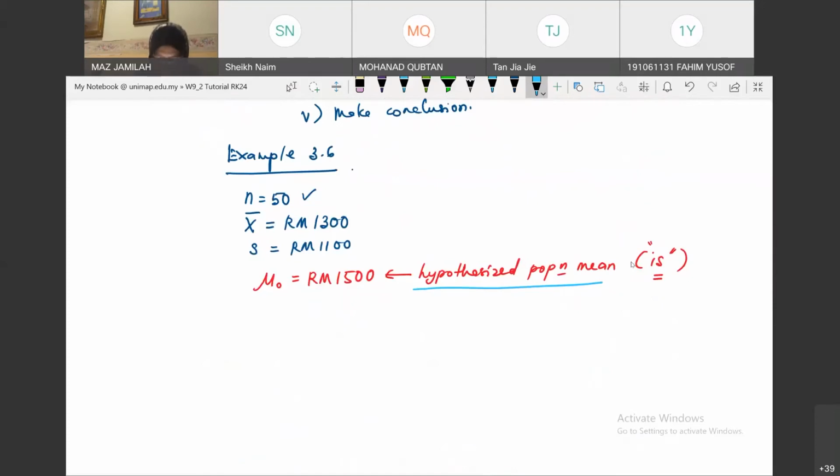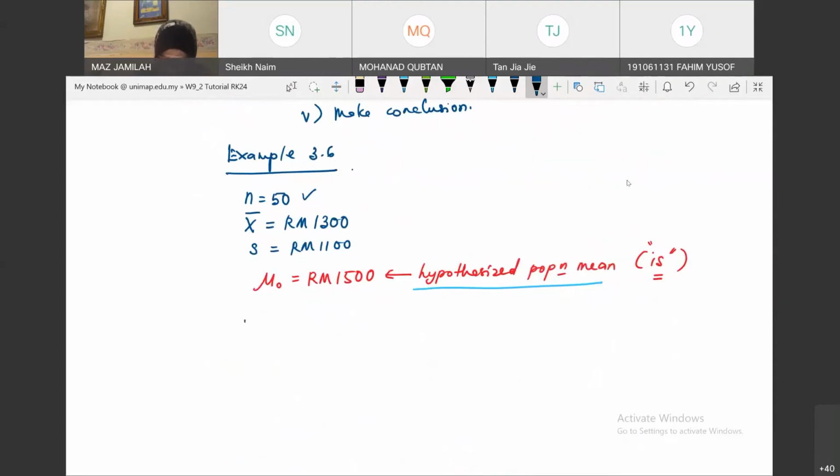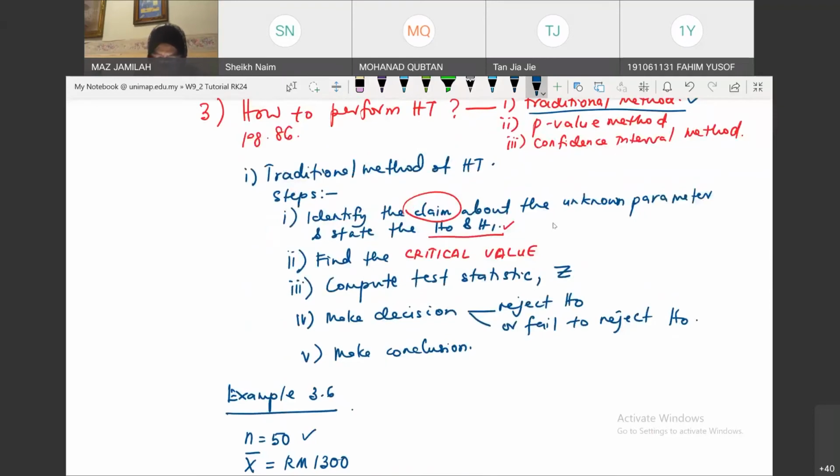Okay, class? So I hope by now you have understood what is the hypothesized population mean, which is given in your question, and you need to test it. So the first step here, step 1, from here you will have your null is mu equal to 1,500. Let's say I remove the RM. Then the alternative will be mu not equal to 1,500. Now, where is the claim? Because I said just now, first step, you need to find what will be the claim and state down what will be the null and alternative.